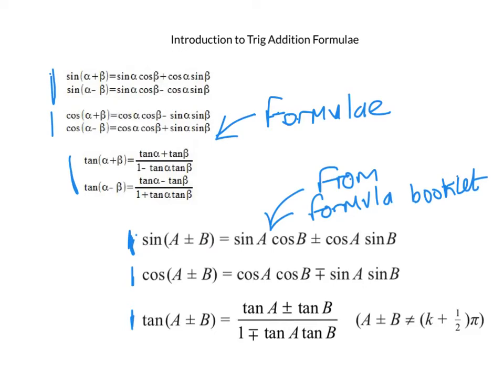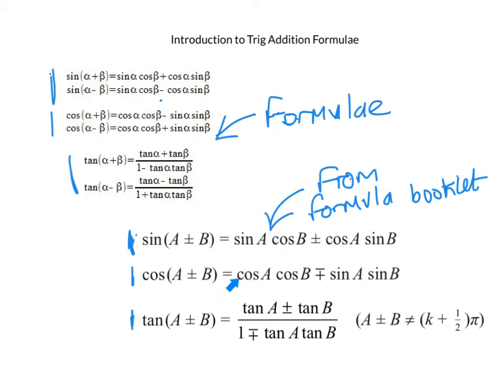So notice here, for example, sine alpha plus beta. When we add the 2 angles, we get sine alpha cos beta plus cos alpha sine beta. When we take away the angles, we've got the same thing with a takeaway there. That's shown here. So when we add the angles, we add these 2 in the expression. Here, when we take away.